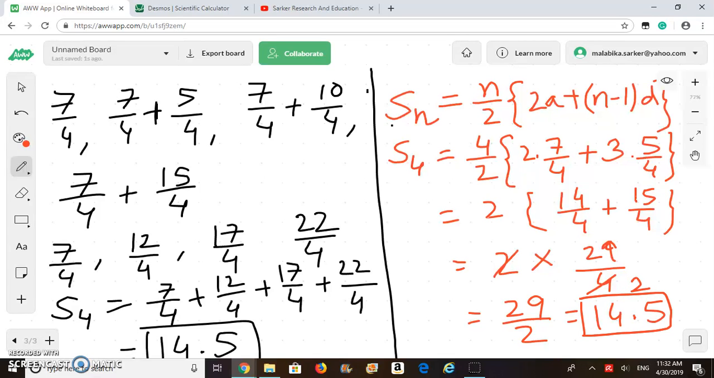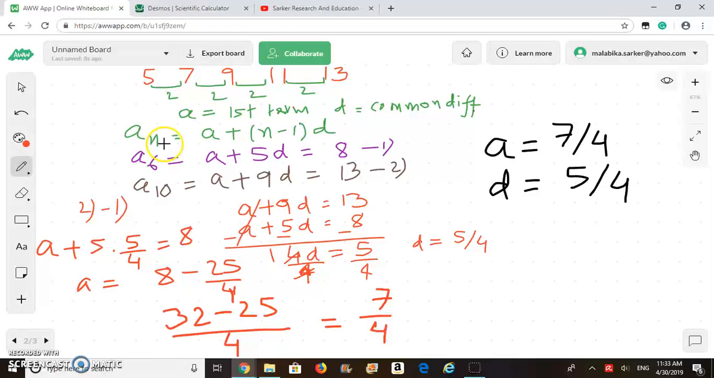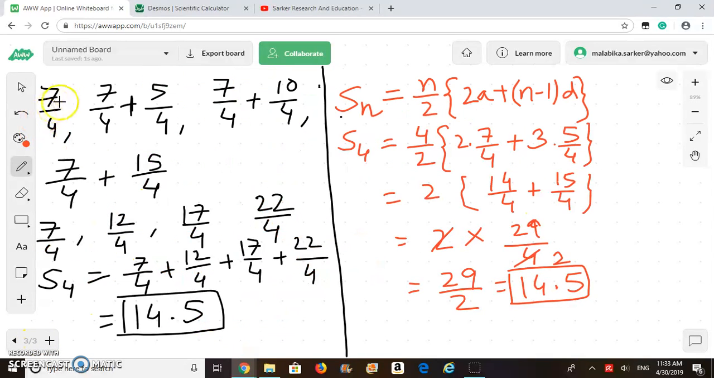If you do a lot of practice, you will definitely remember this formula, but if you don't remember, there is no problem. At least you will have to know how you can find any term in the sequence, and you will have to find the first term and the common difference. And once you know that, it's very easy. You can just write down the number of terms that they want you to add up, and then just add them up to get the answer. So 14.5 is the right answer.